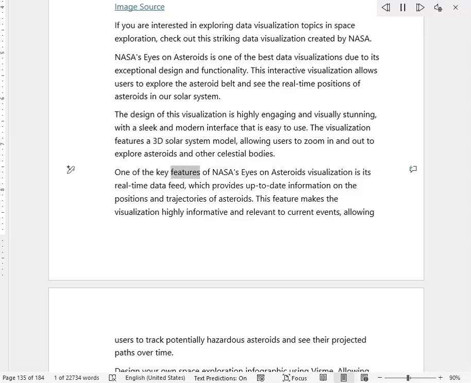One of the key features of NASA's Eyes on Asteroids visualization is its real-time data feed, which provides up-to-date information on the positions and trajectories of asteroids. This feature makes the visualization highly informative and relevant to current events, allowing users to track potentially hazardous asteroids and see their projected paths over time.